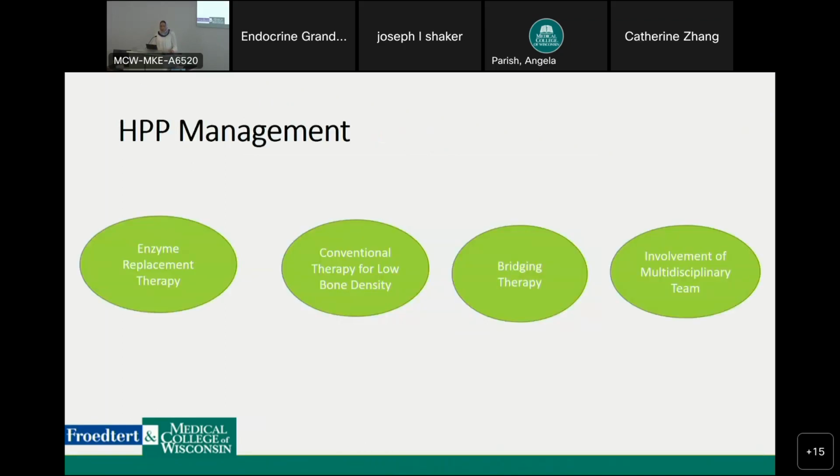HPP management is also four buckets. There's enzyme replacement, and conventional therapy for low bone density, which is the vitamin and calcium supplements that we use for osteoporosis. And we have bridging therapy, mainly for patients who have pseudo-fractures or stress fractures, and involvement of a multidisciplinary team is also important.